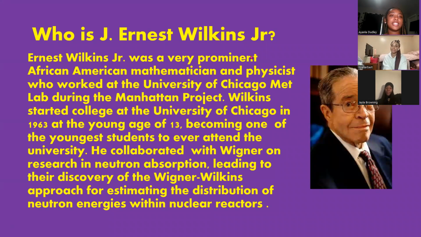Who am I? Greetings. I am Ernest Wilkins Jr., and I was a very prominent African-American mathematician and physicist who worked at the University of Chicago Met Lab during the Manhattan Project. I started college at the University of Chicago in 1963 at the young age of 13, becoming one of the youngest students to ever attend the university. I collaborated with Wigner on research in neutron absorption, leading to our discovery of the Wigner-Wilkins approach for estimating the distribution of neutron energies within nuclear reactors.